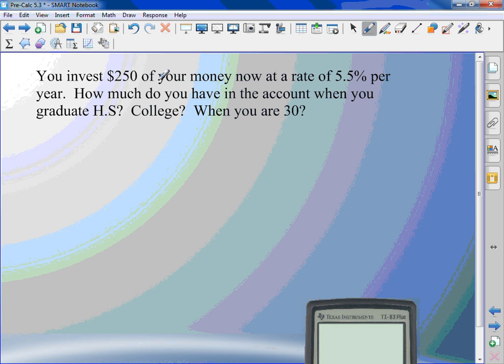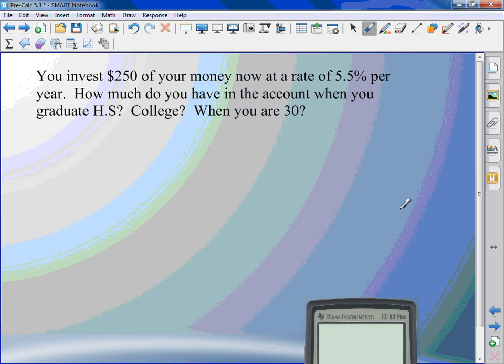You invest $250 of your money right now at 5.5% per year. But here's the thing, this is really good. 5.5% now is very, very good. You're lucky if you get 1%. You have to put a certain amount in. Yeah, $250, you're not going to get $1 million. Sorry. We're not miracle workers here.